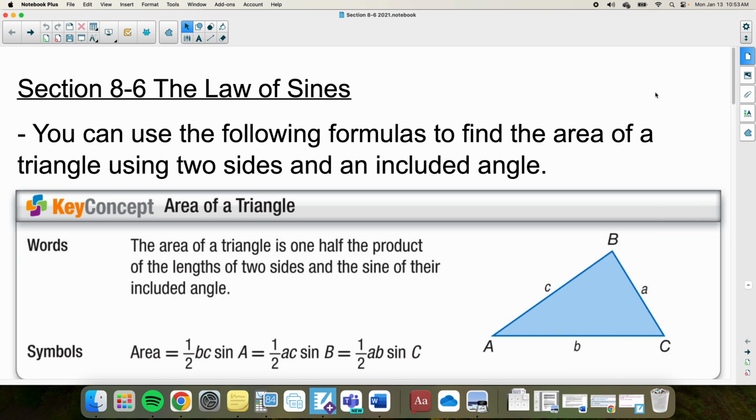Alright guys, so we are going to go on to something new today. This whole chapter, we've been talking about right triangles. So everything that we've done so far, sine, cosine, tangent, Pythagorean theorem, 30-60-90 triangles, 45-45-90 triangles, angles of elevation, angles of depression, all of that is with a right triangle.